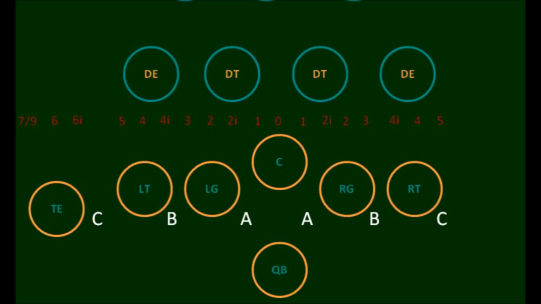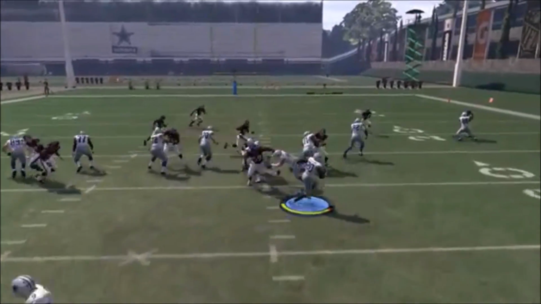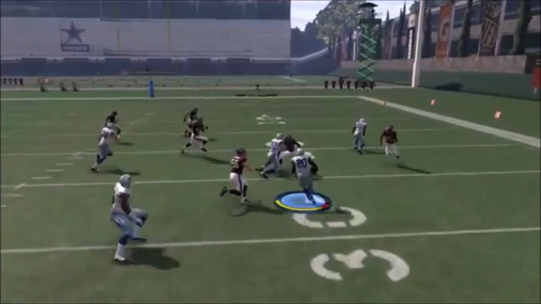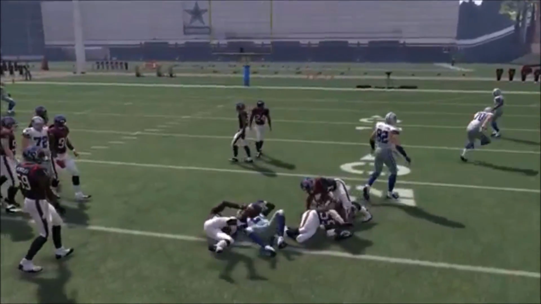A lot of times when people run Power O, and I know I've been doing this a lot too, I've been looking for the outside. I'm looking to the C gap or B gap, but I really should be looking inside and working my progressions out. So that's probably the most important thing, just having patience when it comes to running Power O.